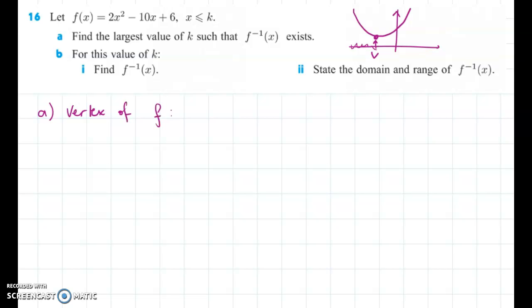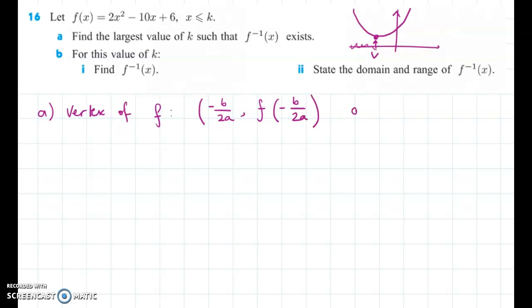For that, we are going to use the formula that the x-coordinate of the vertex is given by minus b over 2a, and then, well, if we needed to find also the y-coordinate of the vertex, we'll need to apply the function to that value.